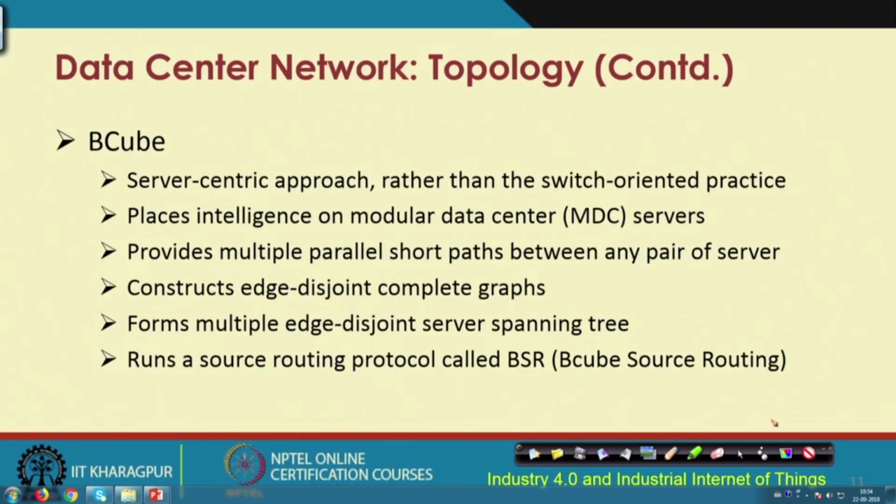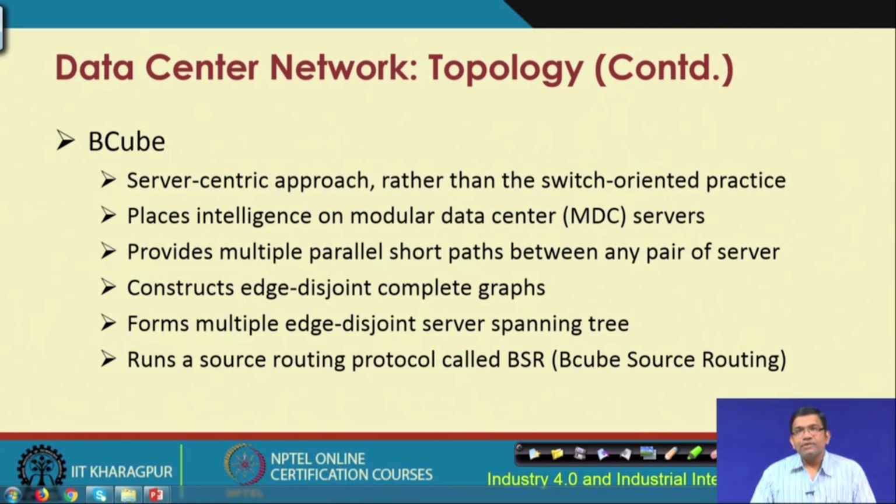It is a server centric approach rather than a switch centric practice, and it places the intelligence on the modular data center that I just showed you and its corresponding servers. It provides multiple parallel short paths between any pair of servers, constructs edge disjoint complete graphs, and forms multiple edge disjoint server spanning trees.